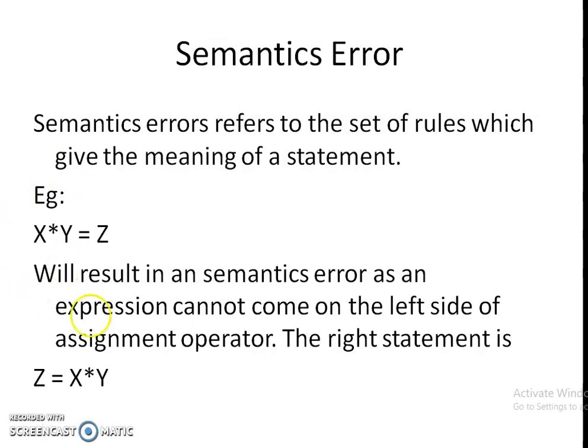See the example: x * y = z. Okay, is it the right one? No, this will give a semantics error because the expression cannot come on the left side of the assignment operator. You all have to use first the variable, then the assignment operator, then the calculation or the operand, whatever operation you have to do, that you can write only on the right side. Then only it will be an expression.